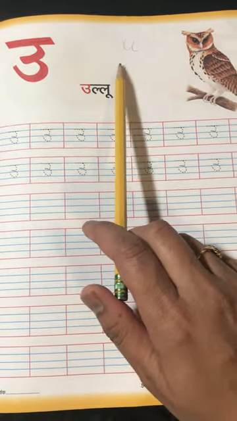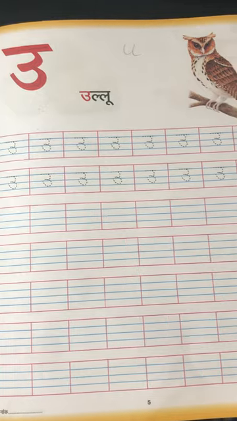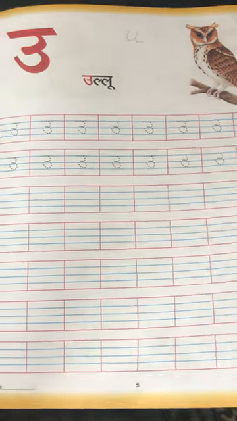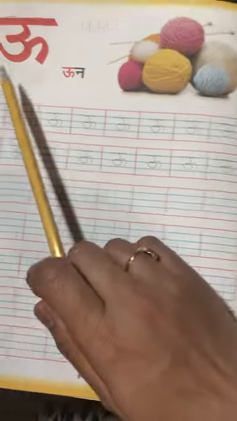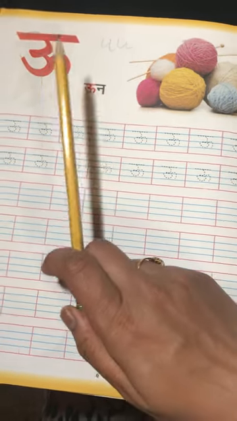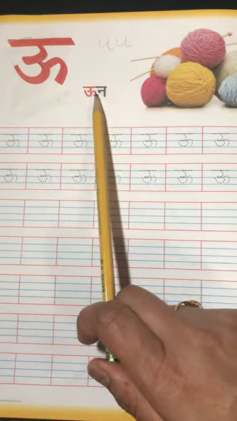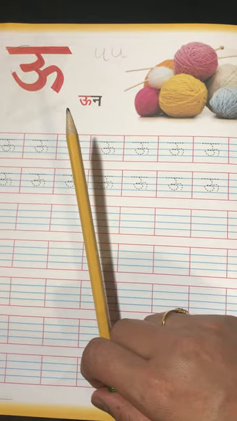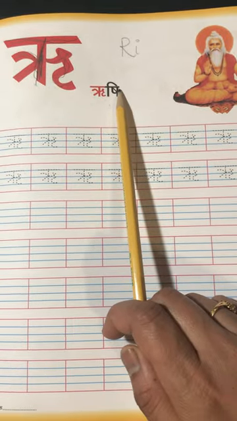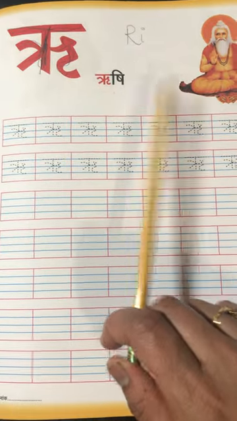U, U, ullu. Do you want to say it one more time? Let's do it. U, ullu. U, U, oon. Let's say it. Oo, oo, oon. That's the way. Ri, ri, rishi. Let's repeat. Ri, ri, rishi.